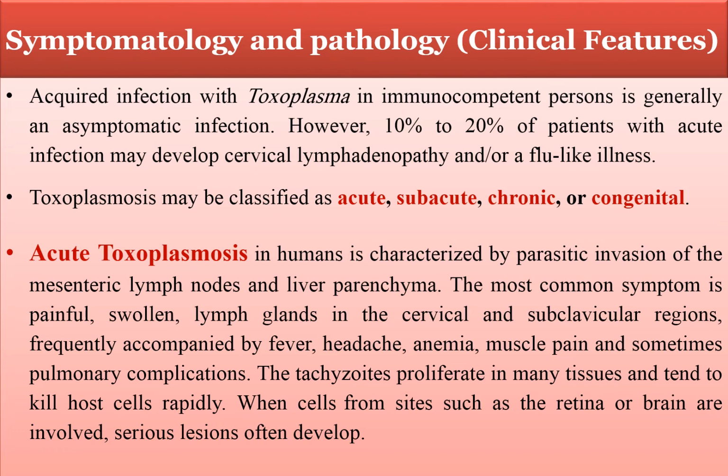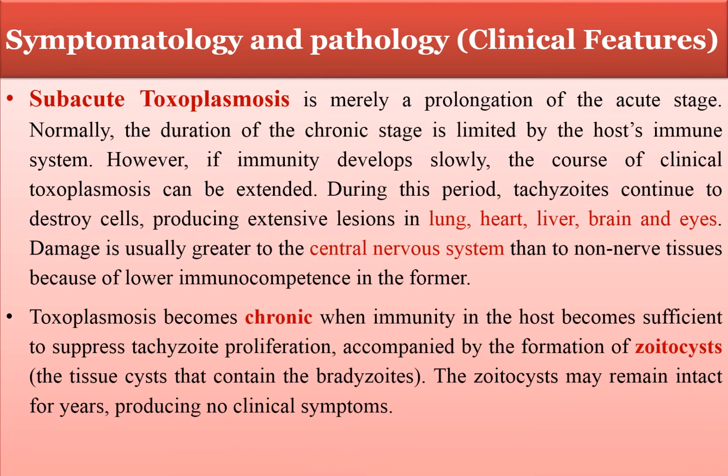The tachyzoites proliferate in many tissues and tend to kill host cells rapidly. When cells from sites such as the retina or brain are involved, serious lesions often develop. Subacute toxoplasmosis is merely a prolongation of the acute stage. Normally, the duration of the stage is limited by the host's immune system. However, if immunity develops slowly, the course of clinical toxoplasmosis can be extended.